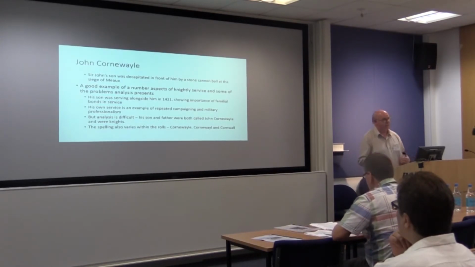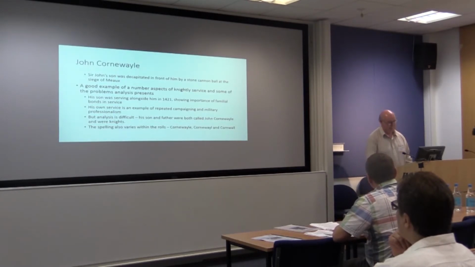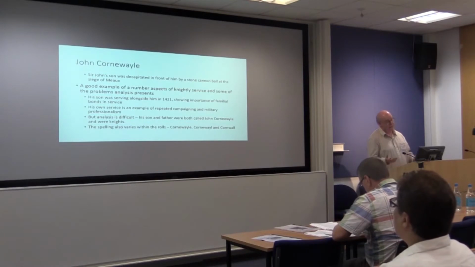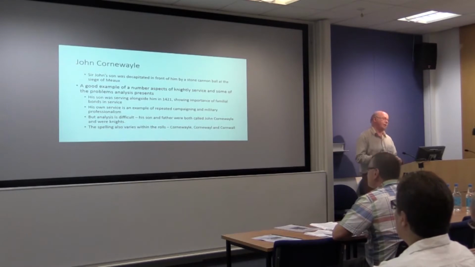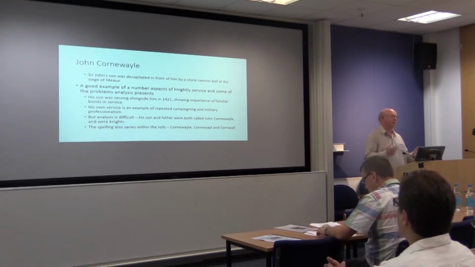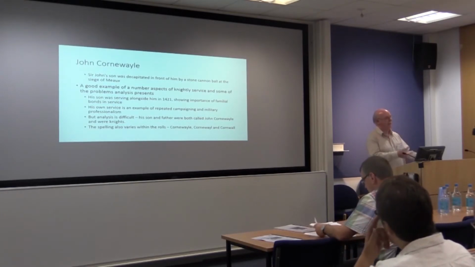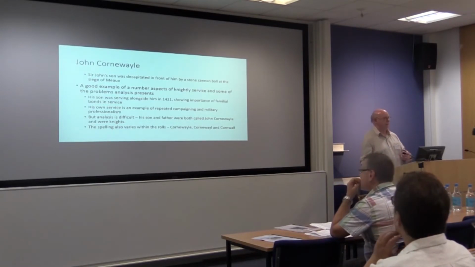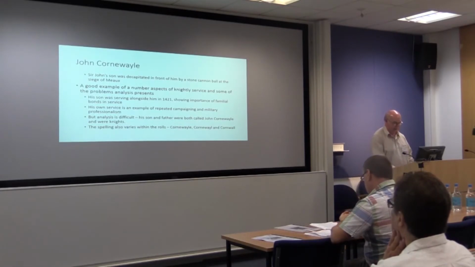But the analysis from the database and from the rolls is quite difficult because both his son and his father were also called John Cornwall. And then when you go into the rolls, there are different ways of spelling Cornwall, which is a consistent problem with the rolls. They were compiled by scribes, someone telling them their name, and then the scribe would write it down. No one was going to spell the name consistently. You'd get a different scribe the next time someone appeared. So it was always down to interpretation as to a spelling.